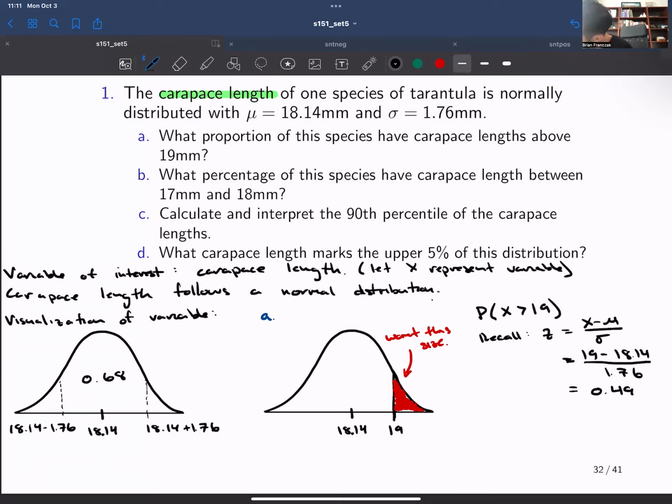So now we have a z-score that represents the value of x. So this problem becomes, what is the probability z is greater than 0.49? What we've done here is transformed our question about area under the curve for this particular distribution into a z-score problem. So the probability that x is greater than 19 is the same thing as the probability z is greater than 0.49, where z is our standard normal random value.